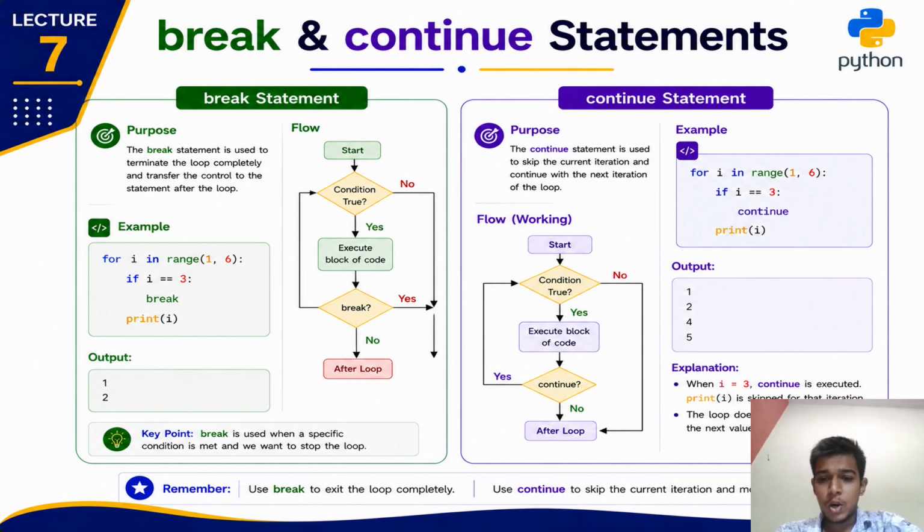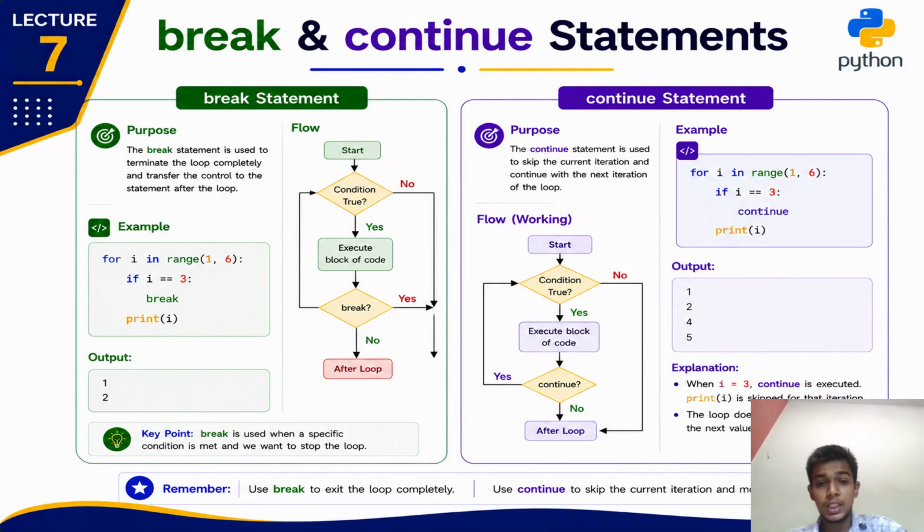Now, let's learn about two very useful loop control statements in Python: the break statement and the continue statement. Both are used inside loops, but they work differently. The break statement completely stops the loop, while the continue statement skips the current iteration and moves to the next one. Let's understand each of them one by one.